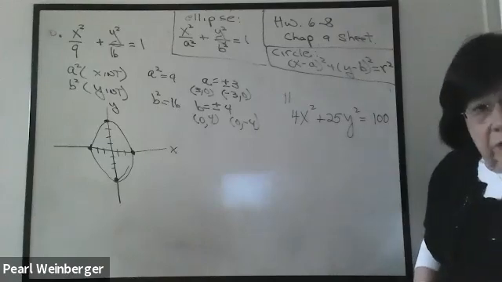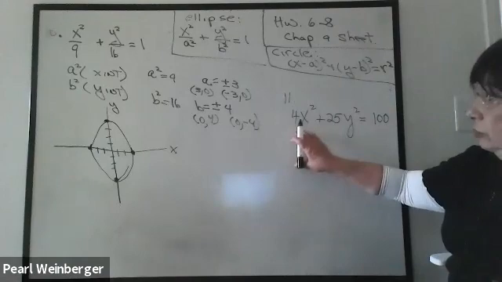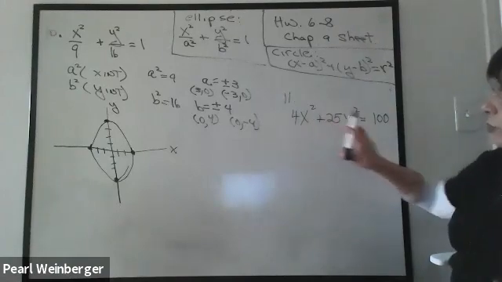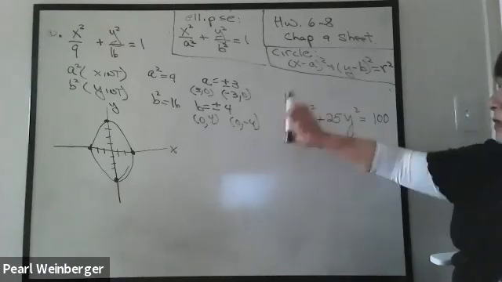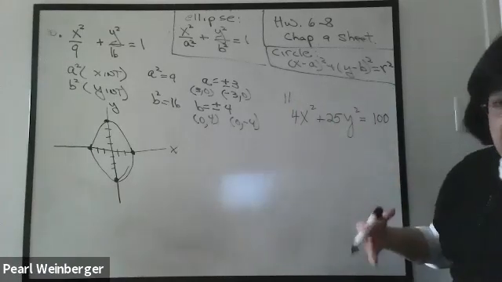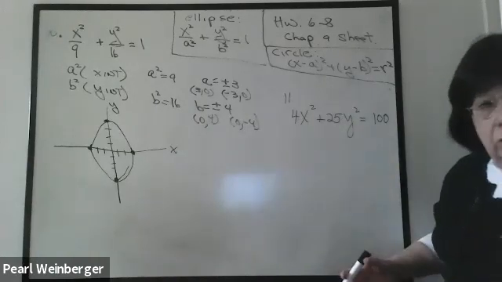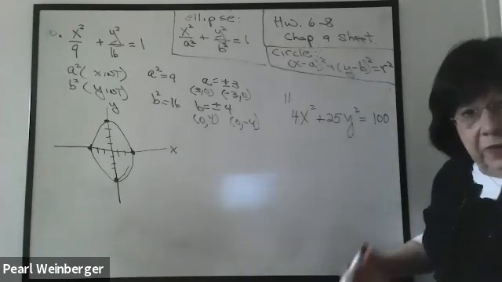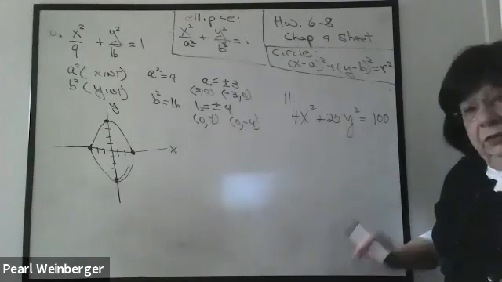I recognize this also as the equation of an ellipse. Again, I have an x squared term, I have a y squared term. They're both positive. This is a positive 4, this is a positive 25. This equation is not in standard form, but the coefficients of the x squared and the y squared are not the same number. That means that we have an ellipse. How do we draw this ellipse?